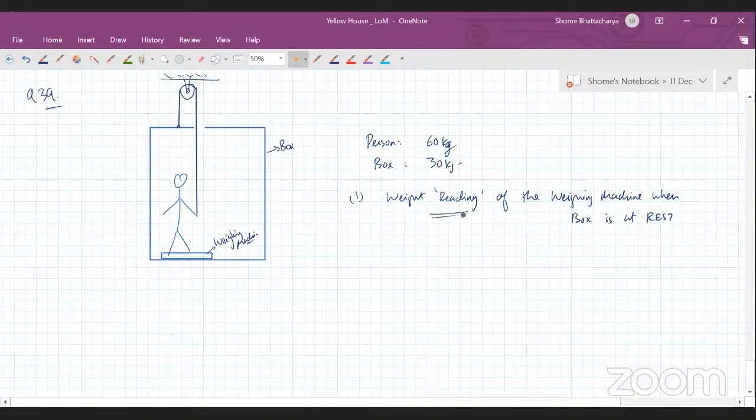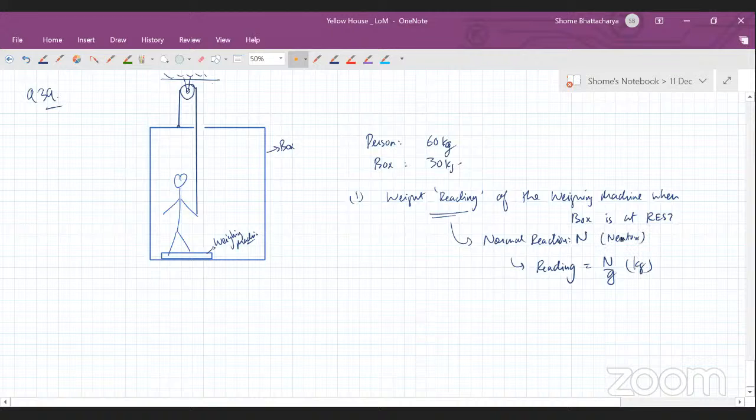Remember, the reading of the weighing machine is the normal contact force. If the normal reaction is N, then the reading shown by the weighing machine will be the normal reaction divided by g in kgs. Normal reaction is in newtons, so it shows the reading in kgs by dividing by g. For that condition, if he is pulling down the rope with a force F, the rope will have a tension T, and that tension is equal to the pulling force.